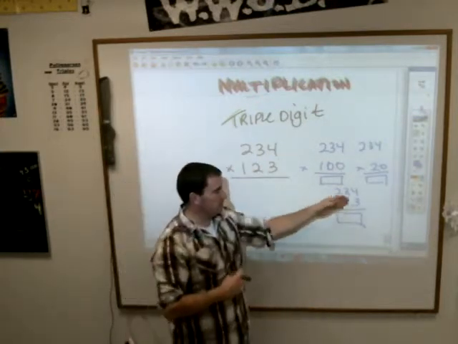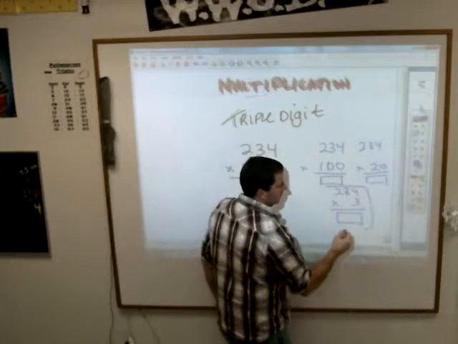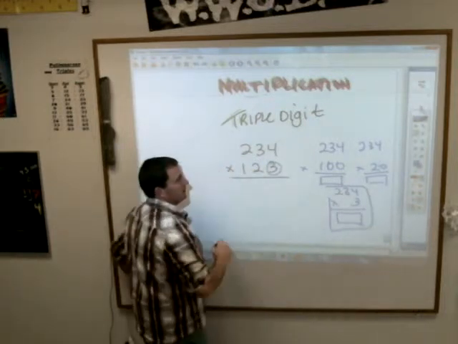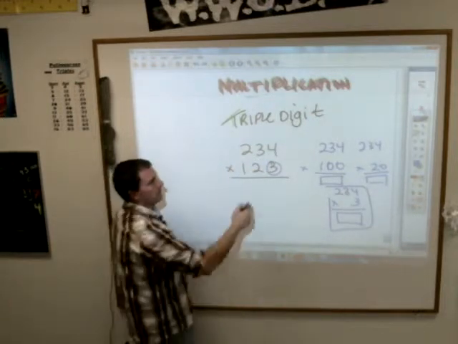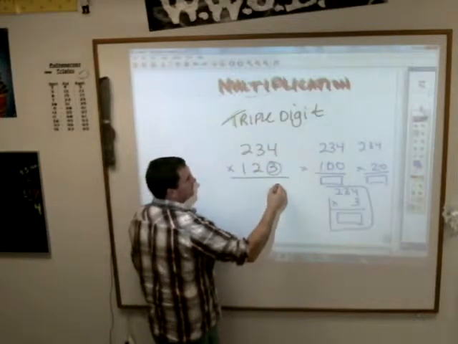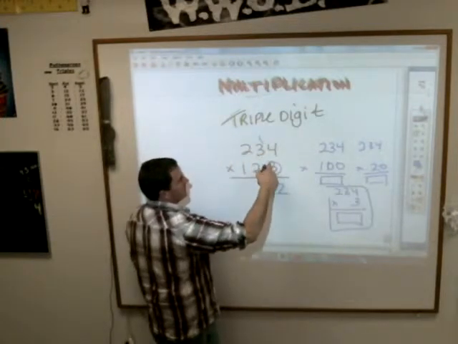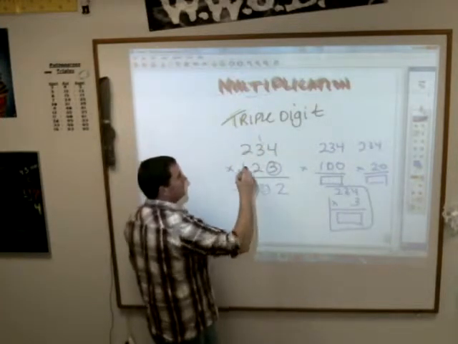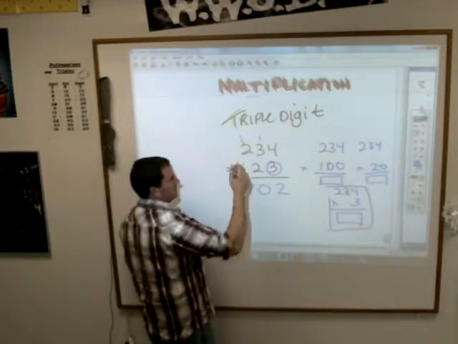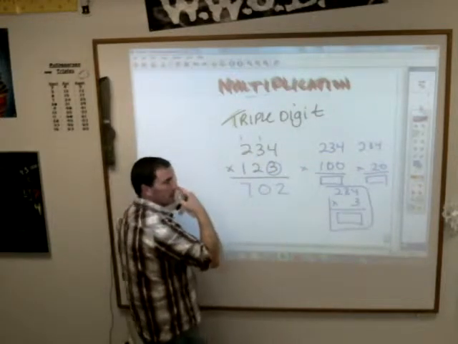And we start with doing this part of it first. You always start bottom right with that number there and multiply through. 3 times 4 is 12. Carry the 1. 3 times 3 is 9 plus 1 is 10. Carry the 1. 3 times 2 is 6 plus 1, and that's 7.